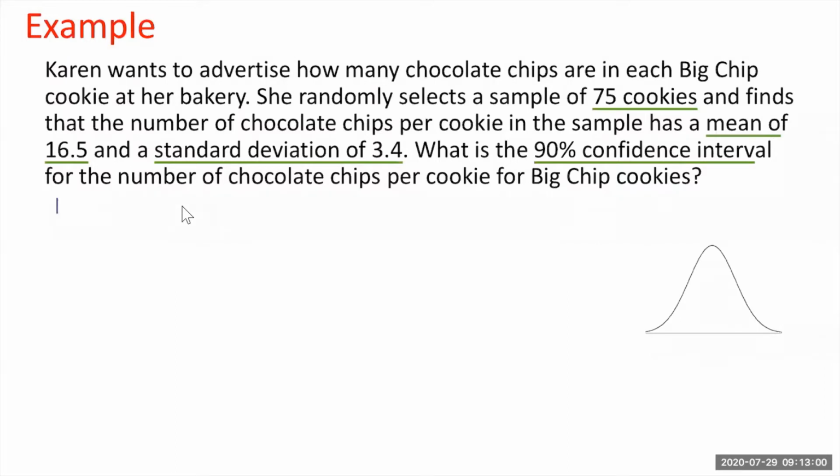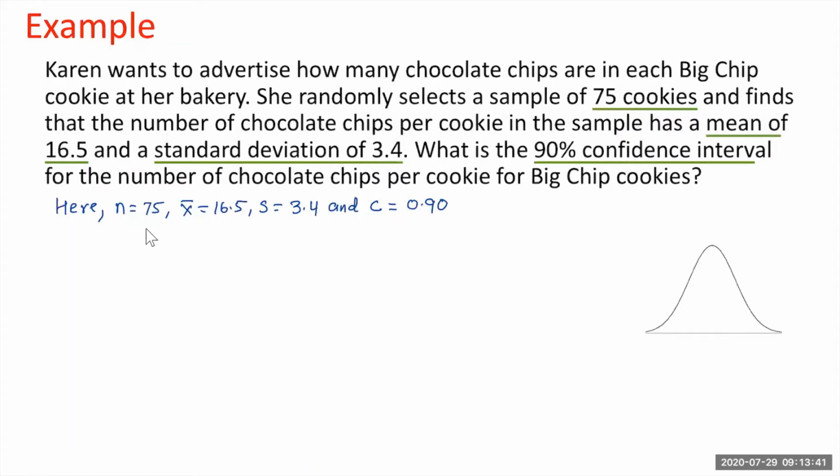The first thing we have is the sample size, n equal to 75. They have given the sample mean, which is 16.5. They have also given the sample standard deviation, which is 3.4. And they have given the confidence level of 90%, meaning C equal to 0.90.